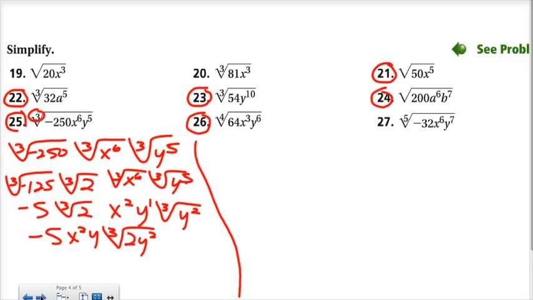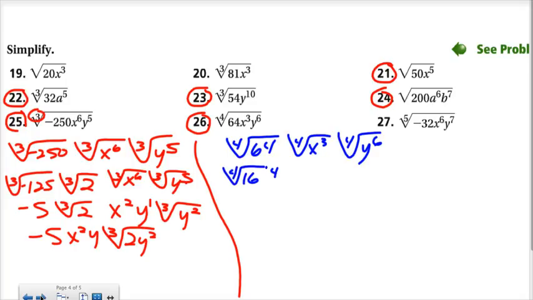Now for number 26, we'd separate this to the 4th root of 64, the 4th root of x to the 3rd, and the 4th root of y to the 6th. 4th root of 64 should have you thinking, gosh, that's a pretty small number. I'm probably looking at 2 to the 4th as something I can take out of that. And 2 to the 4th is going to give you 16, and 16 times 4 is 64. 4th root of x to the 3rd, nothing I can do with that.